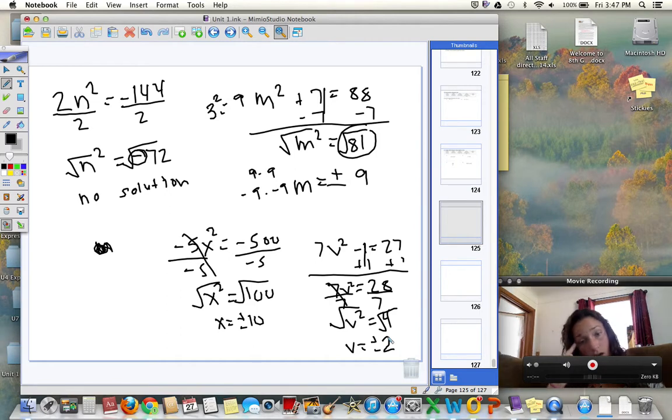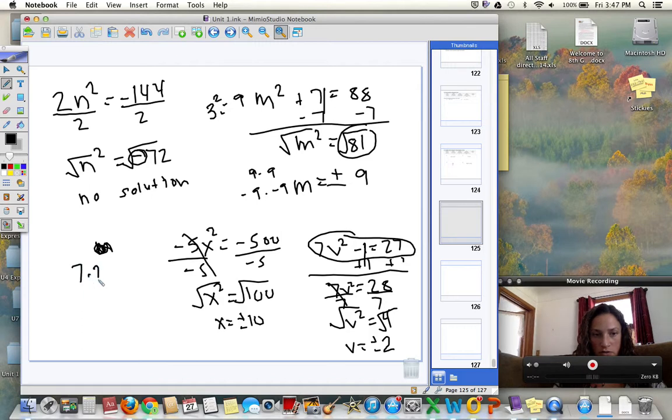In all of these problems, I can check my answers. Let's look at this one real fast. If I plug in 2 or negative 2, it should still work. So 7 times 2 squared minus 1 equals 27. Exponents first because of PEMDAS: 7 times 4 minus 1. Multiplication next: 28 minus 1 is 27.